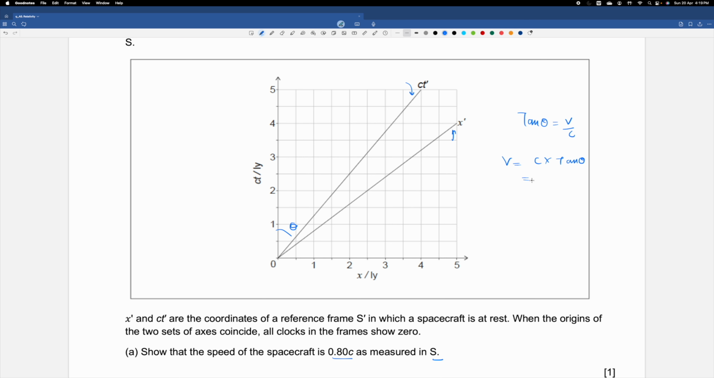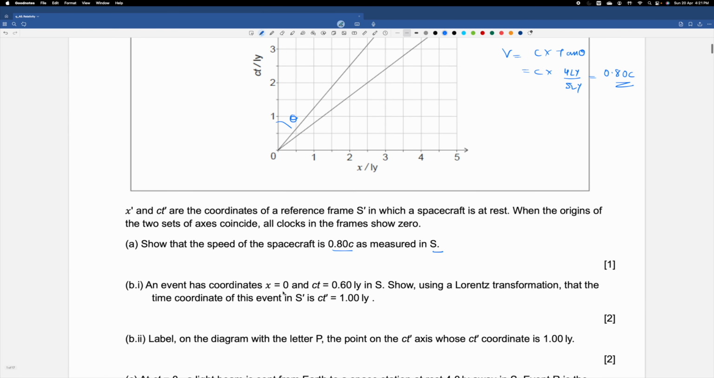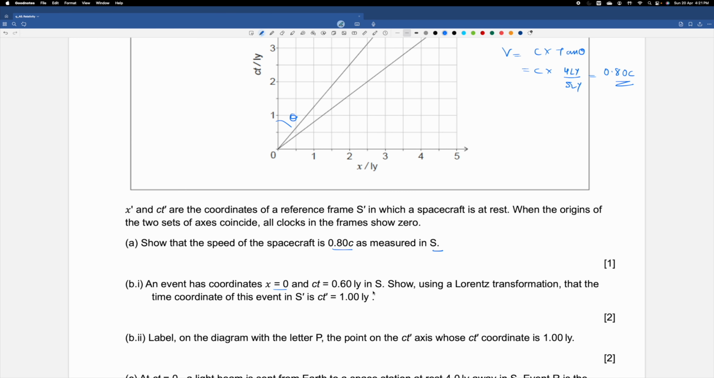By plugging in the value of tan theta, what is tan theta? This is your opposite, which is 4 light years, divided by adjacent, which is 5 light years. You will get the answer as 0.80 c. Next, an event has coordinate x equal to 0, and ct is this, with respect to the S frame. Show using Lorentz transformation that the time coordinate of this event in S prime is ct prime.